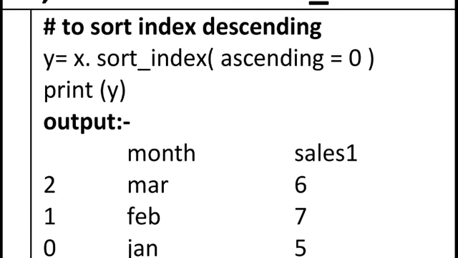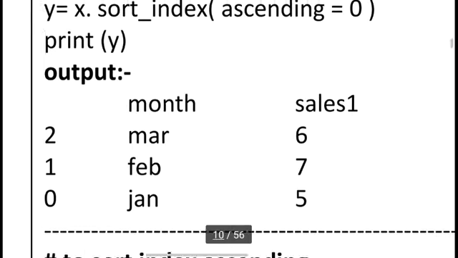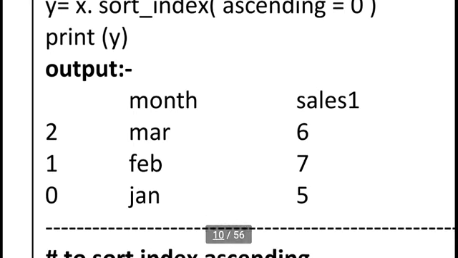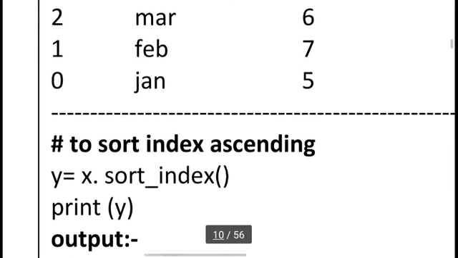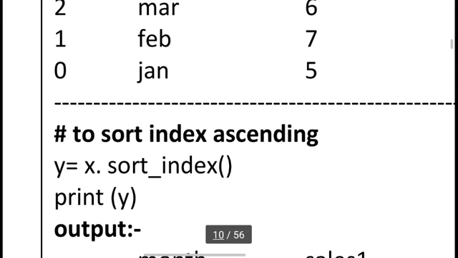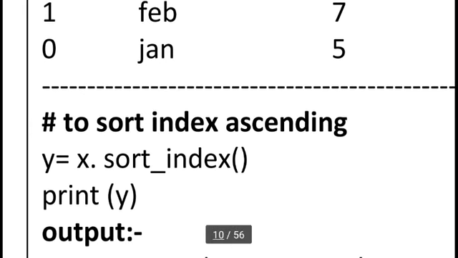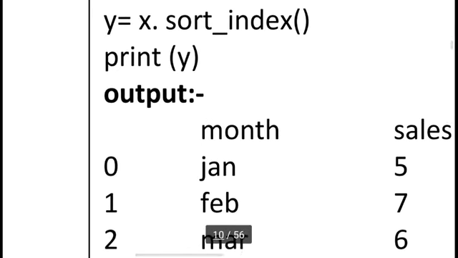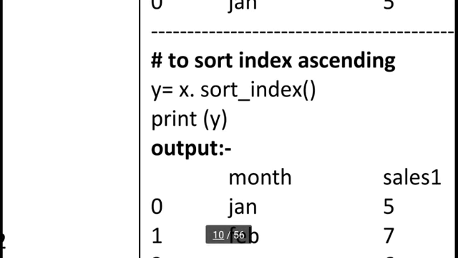So print Y, all the result will be stored in the Y data frame. Print Y, you can see 2 March 6, 1 Feb 7, 0 Jan 5. By default it is already ascending, so if you want to see ascending order, no extra thing is required. You can use X.sort_index. By default it is ascending index order. You can see 0, 1, 2, so the sort_index method can control ascending or descending index values.